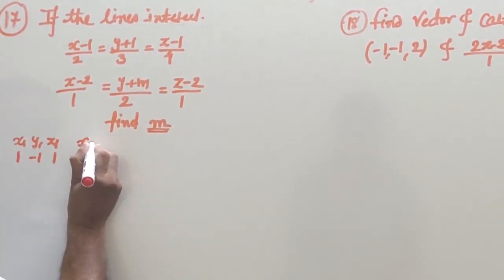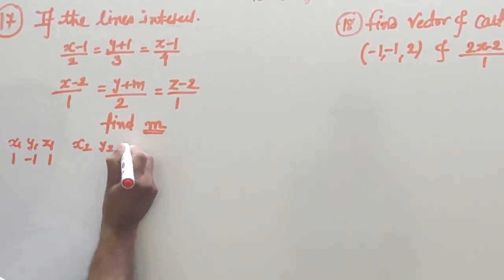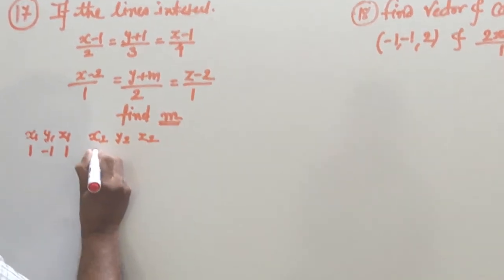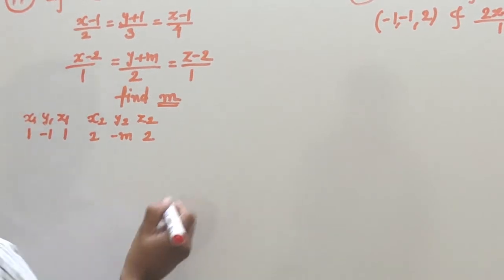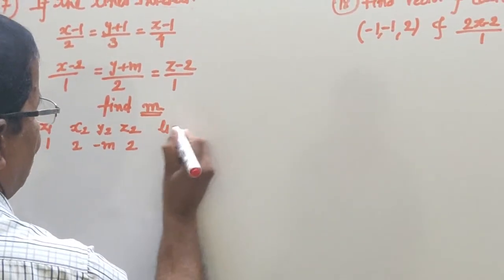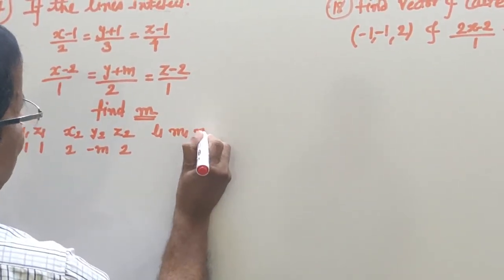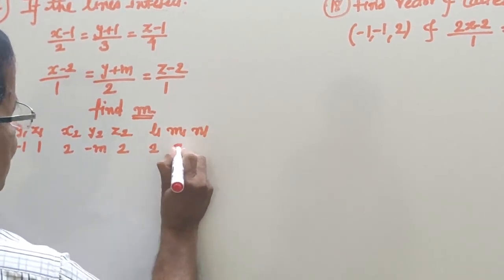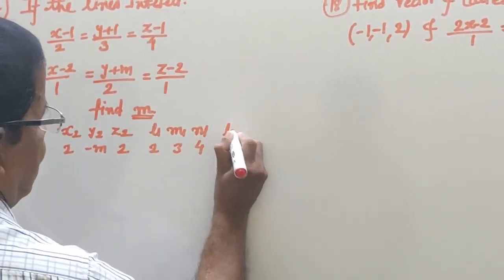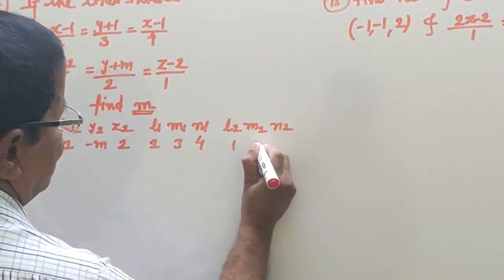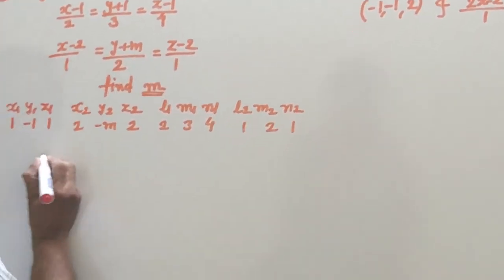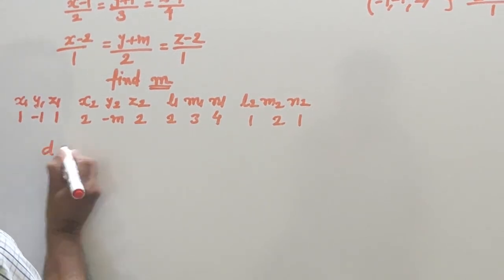What is the value of x2, y2 and z2? Okay. This is 2. This is minus m. Again 2 will come here. Now what is the value of L1, M1, N1? It is 2, 3 and 4. L2, M2, N2: the value is 1, 2, 1. I know that for the lines to intersect, the determinant D is equal to 0.